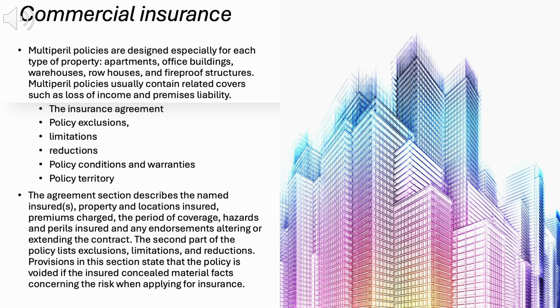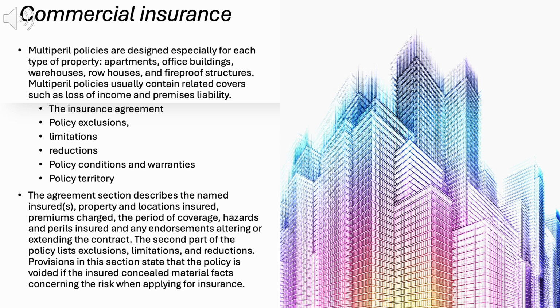The insurance agreement. Policy exclusions. Limitations. Reductions. Policy conditions and warranties. Policy territory. The agreement section describes the named insureds, property and locations insured, premiums charged, the period of coverage, hazards and perils insured, and any endorsements altering or extending the contract.